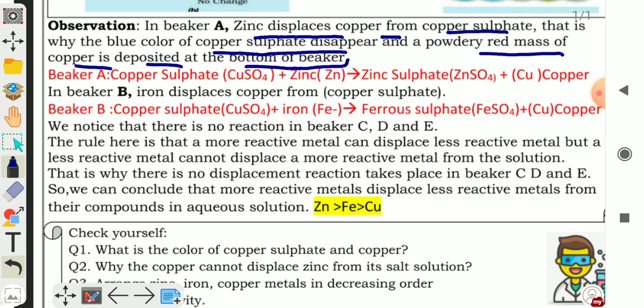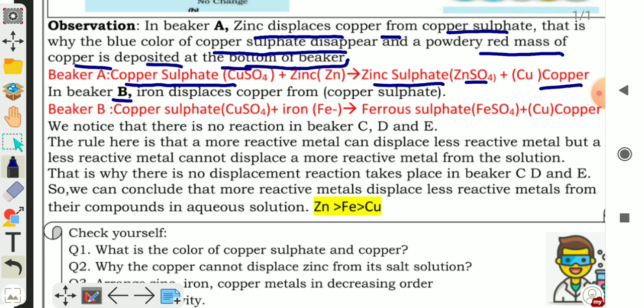जो कॉपर डिस्प्लेस हुआ था वो बीकर के नीचे या बॉटम में पाउडरी फॉर्म में बैठ जाता है. बीकर ए, word equation is given to you. Copper sulfate CuSO4, zinc Zn, it produces zinc sulfate ZnSO4 and copper is displaced.